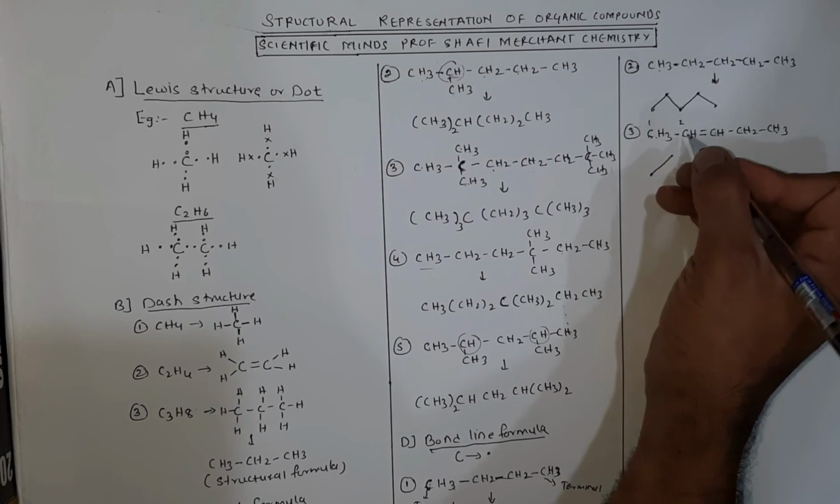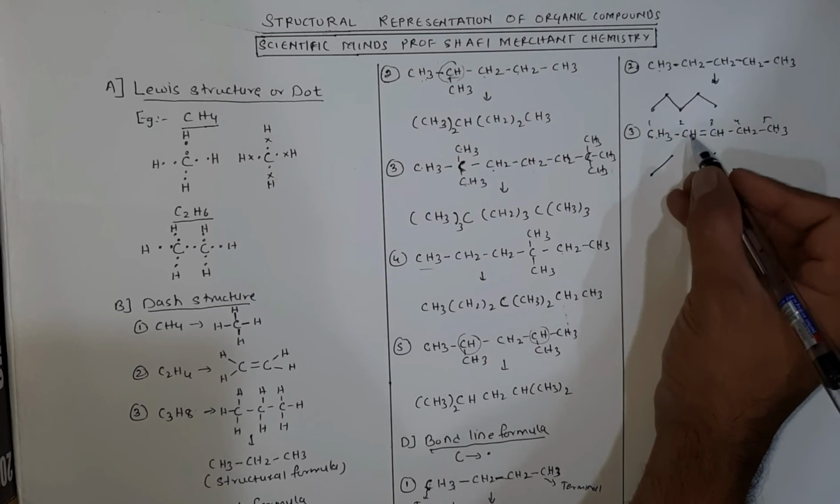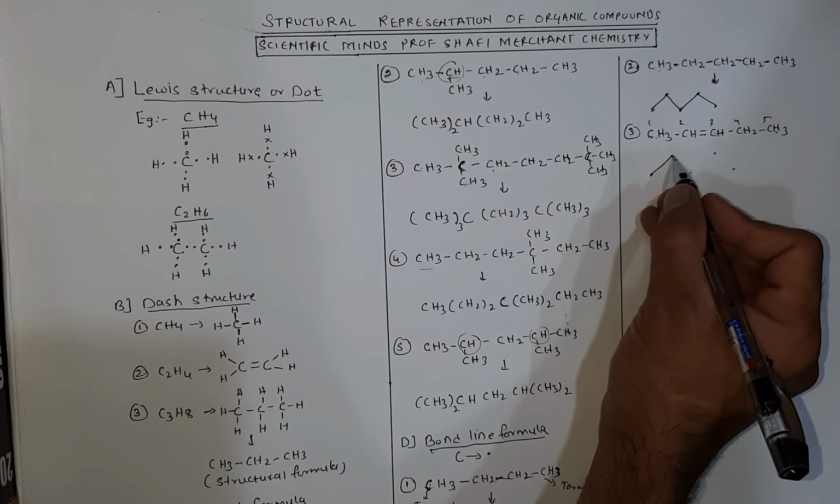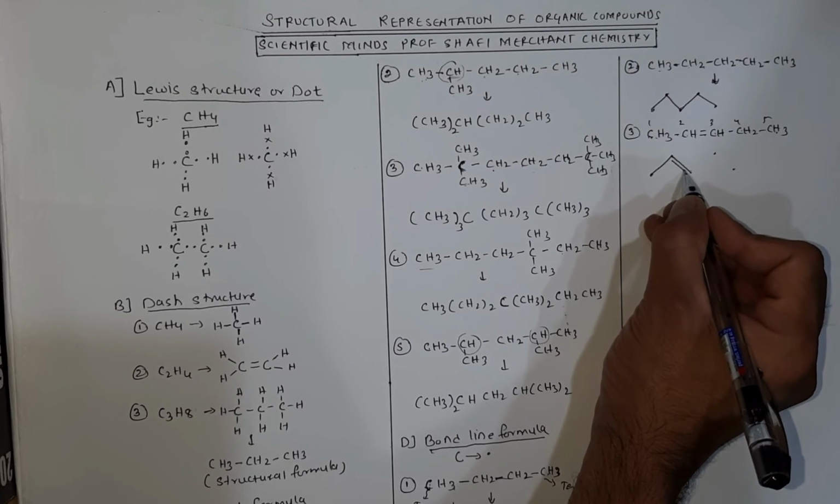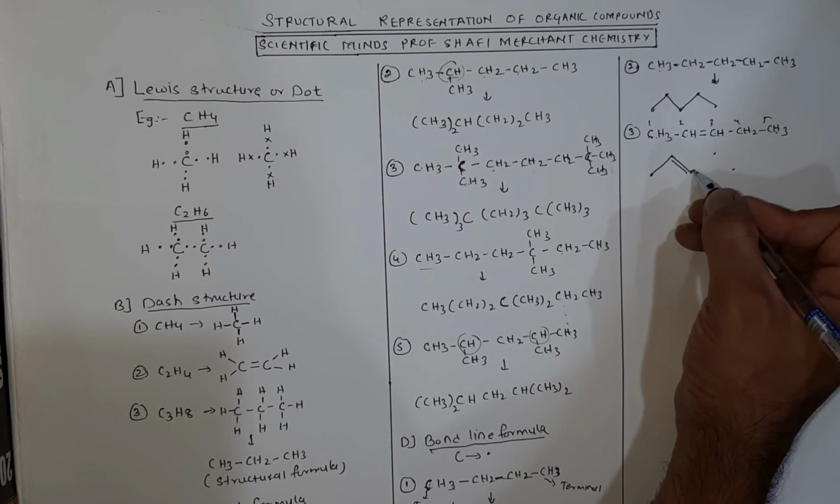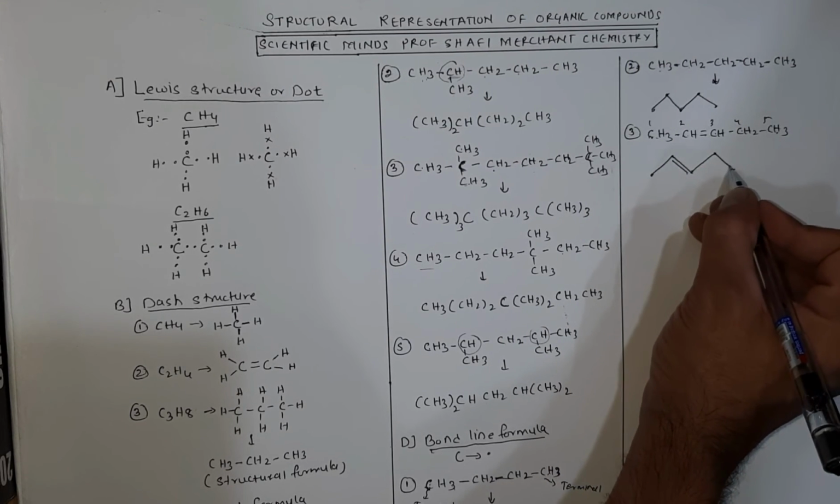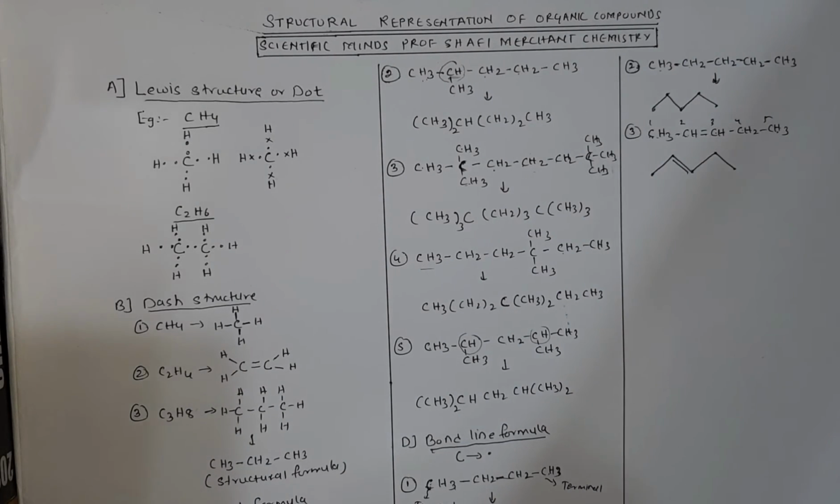The first and second carbon, single bond. Second and third carbon will be double bonded. Then third and fourth carbon, again a single bond. Fourth and fifth carbon, again a single bond. Okay, so this is the structural representation of this alkene.